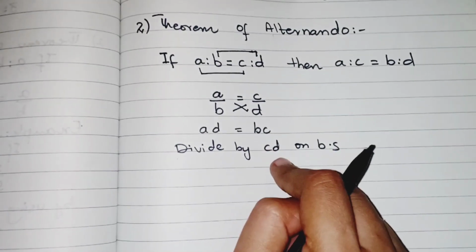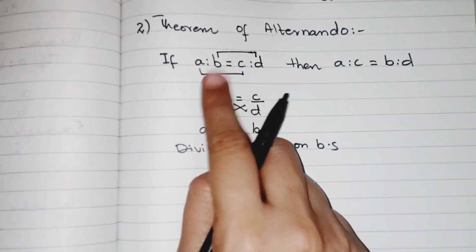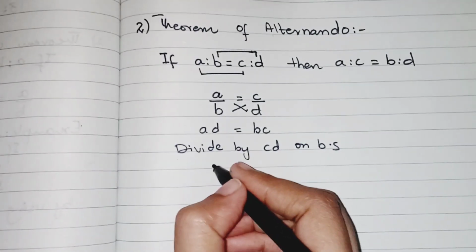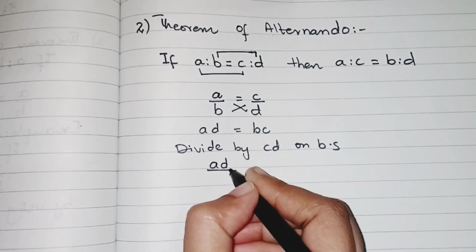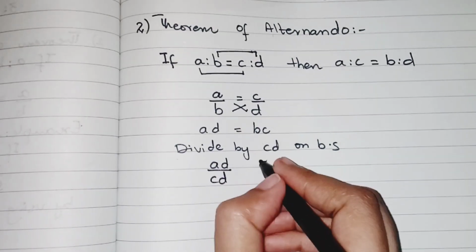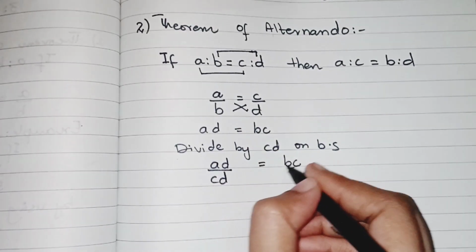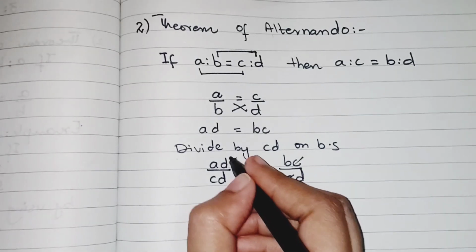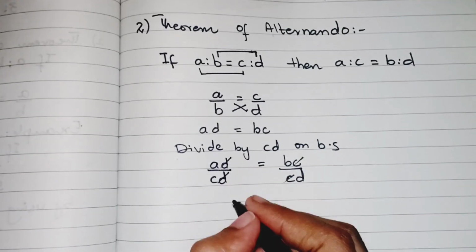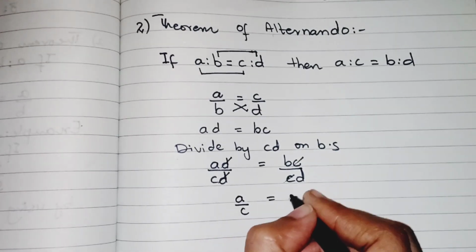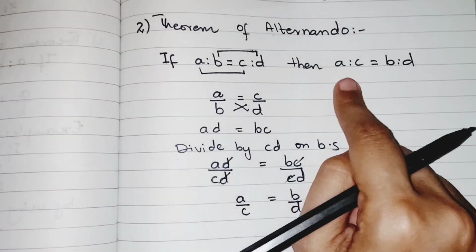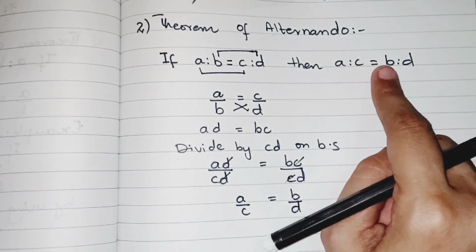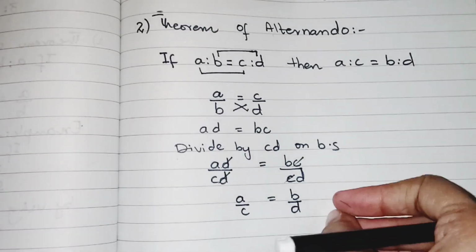Why am I dividing by C and D? Because it will choose alternatives now, so I have to divide by C and D. AD upon CD, and then BC divided by CD. So C cancels out by C and D cancels out by D, and I have my answer as A upon C is equal to B upon D, which is written in ratio form, in proportional form, as A ratio C is equal to B ratio D, and this is proved.